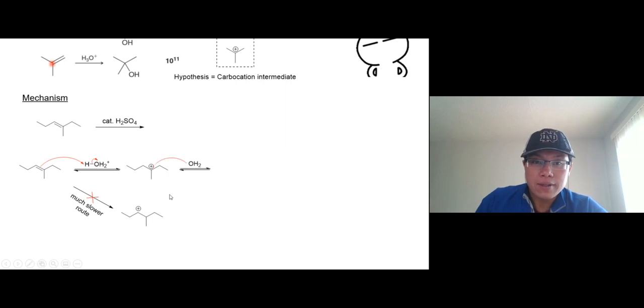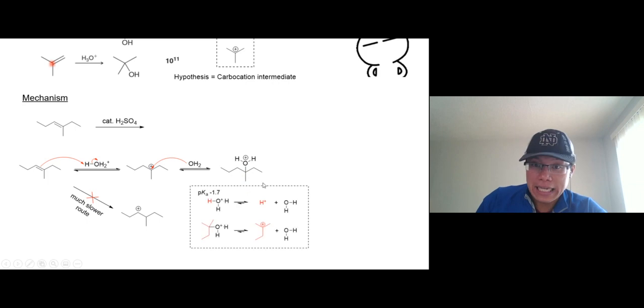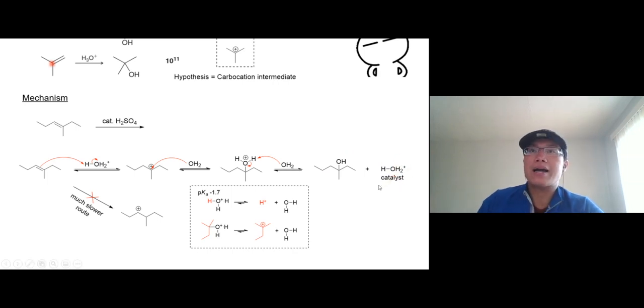And water attacks, you get this species, which is acidic, looks just like hydronium ion, right? So water around it will go grab a proton, and you get an alcohol and an acid back, right? And this acid is a catalyst. If you still remember, a catalyst never gets consumed in the reaction.